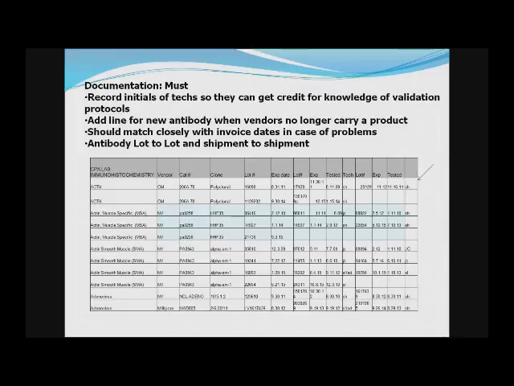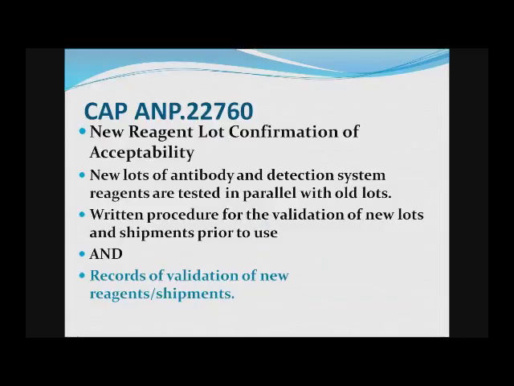Also, I keep a spreadsheet from the very, very beginning of when we had to keep documentation on our parallel testing. Put in the antibody, where the antibody's from, the catalog number, whether it's clonal or polyclonal, the lot numbers, the expiration dates, and so on, and also the tech initials, so that this spreadsheet is way huge now. It is 30+ pages at least. Now, CAP also under AMP 22760 says that a new reagent lot confirmation of acceptability, new lots of antibody and detection systems, you must test these with your old, and you have to have a written procedure, and you have to prove that you're really doing this.